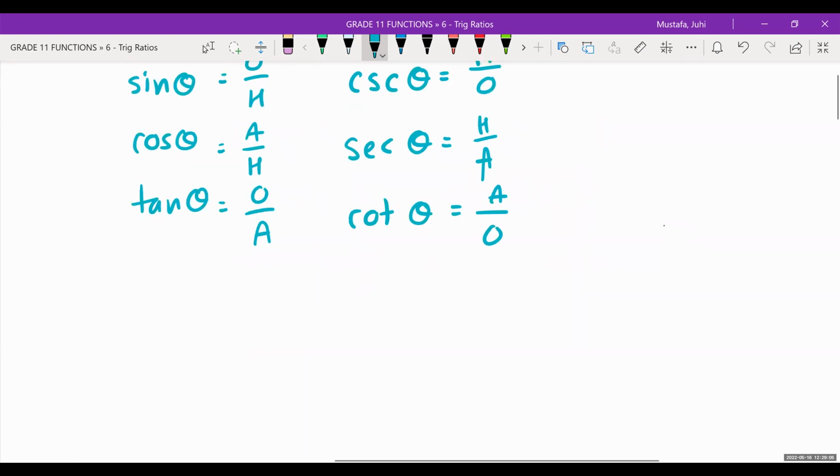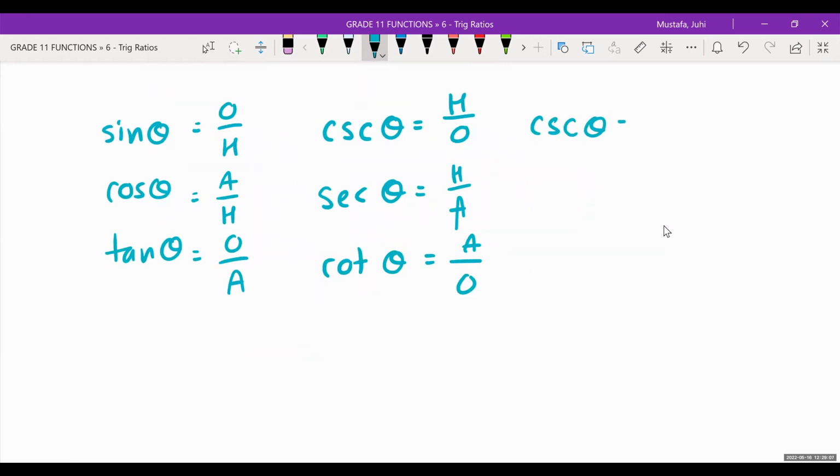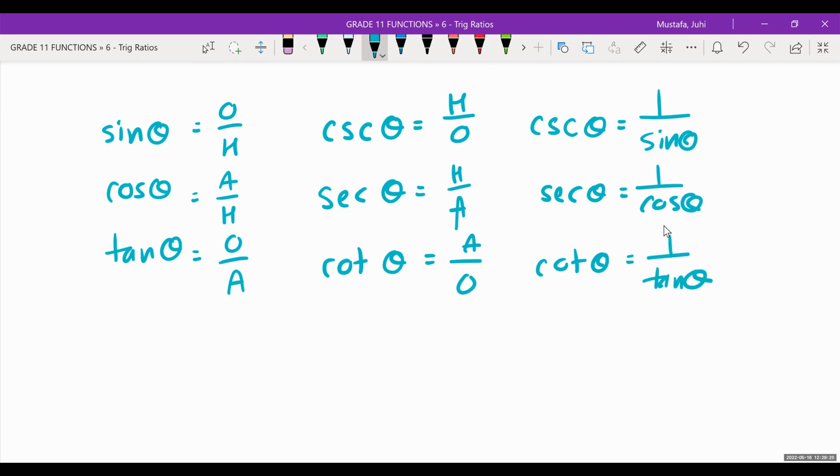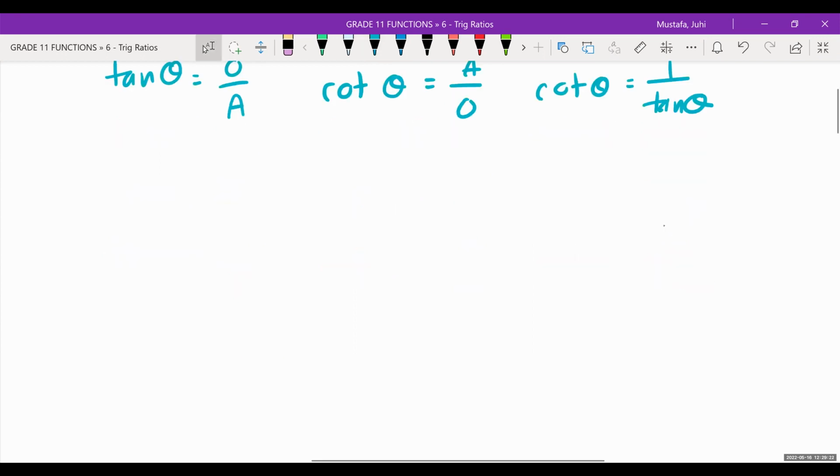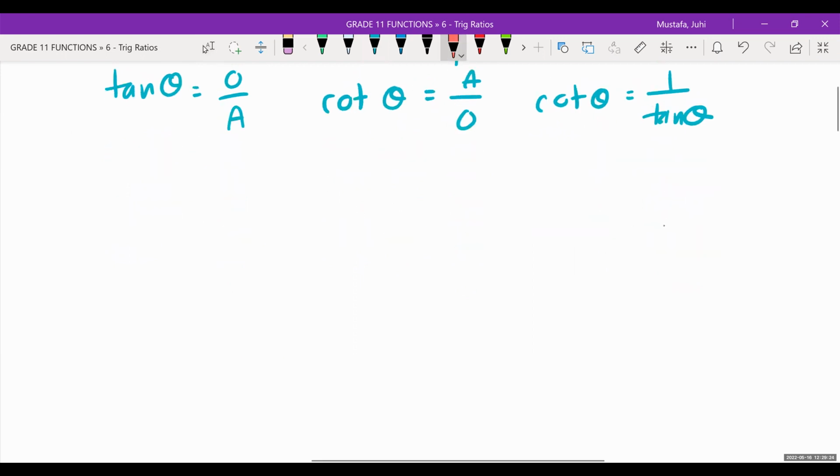Another way to think about these is also cosecant theta can be 1 over sine theta. Depending on the information the question gives you, you can use either or. Secant theta is 1 over cos theta, and cotangent theta is 1 over tan theta. Okay. And then the second thing we learned after this were all of our special angles.